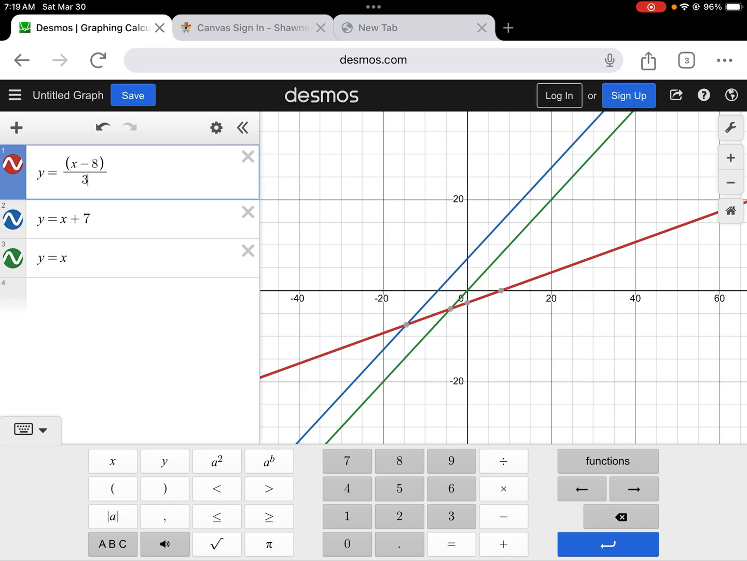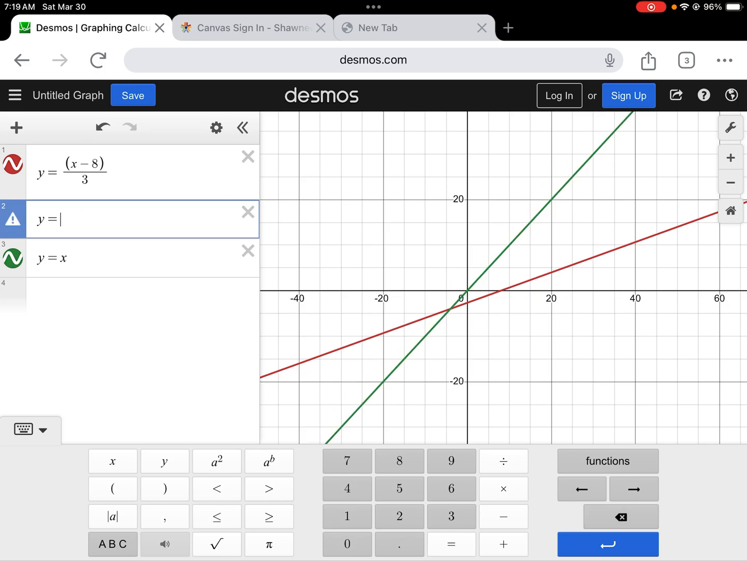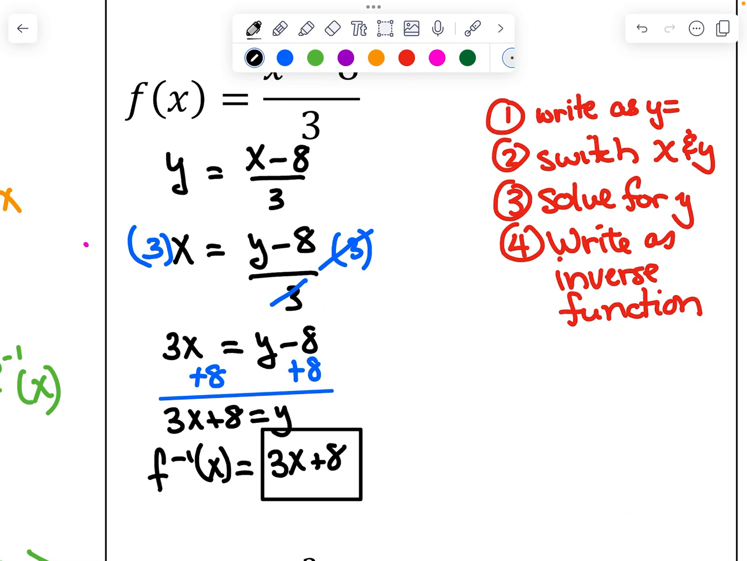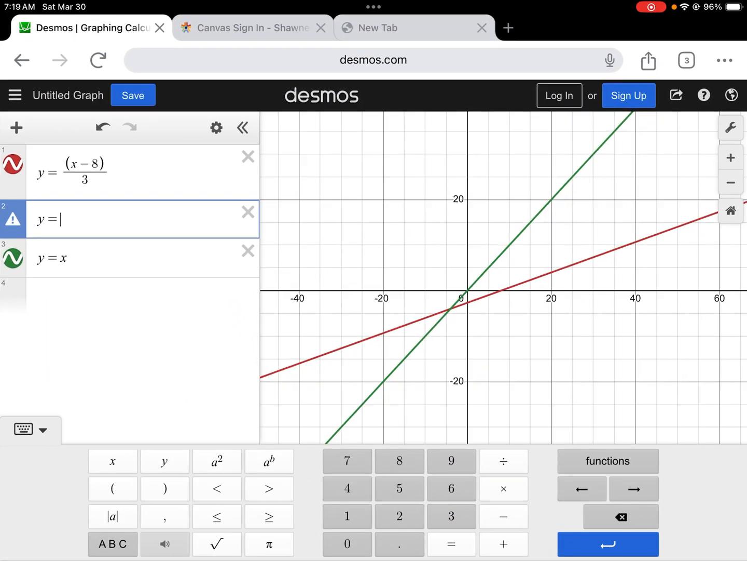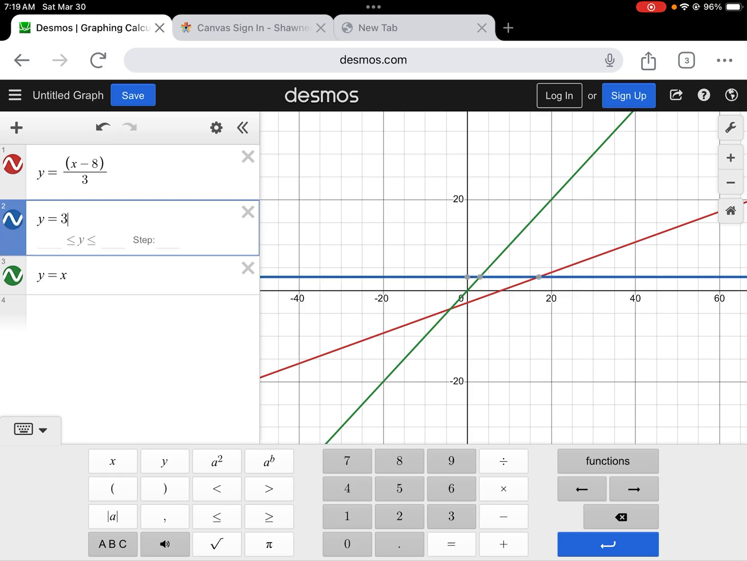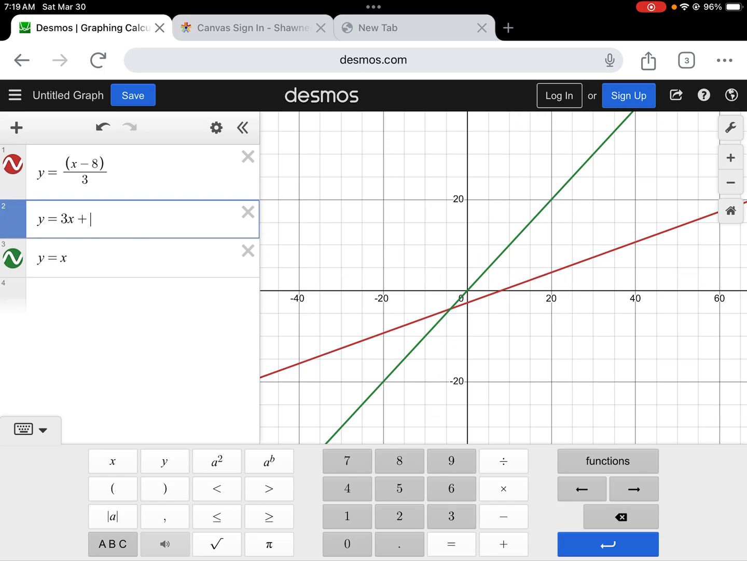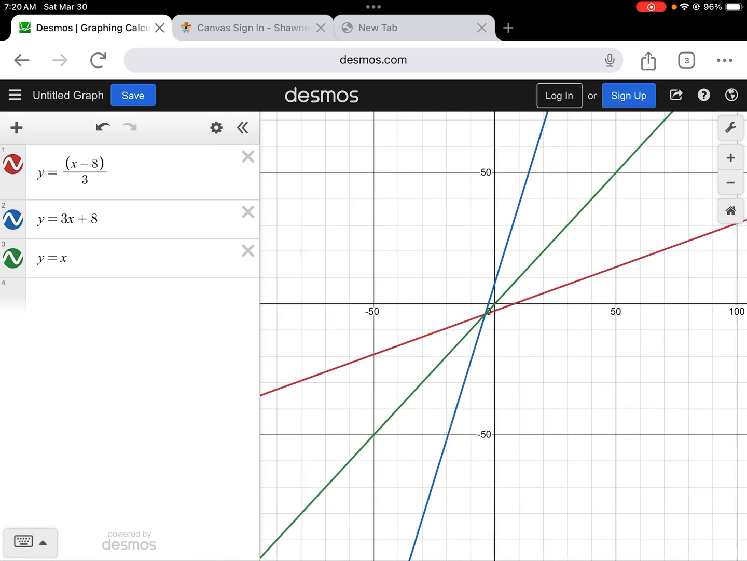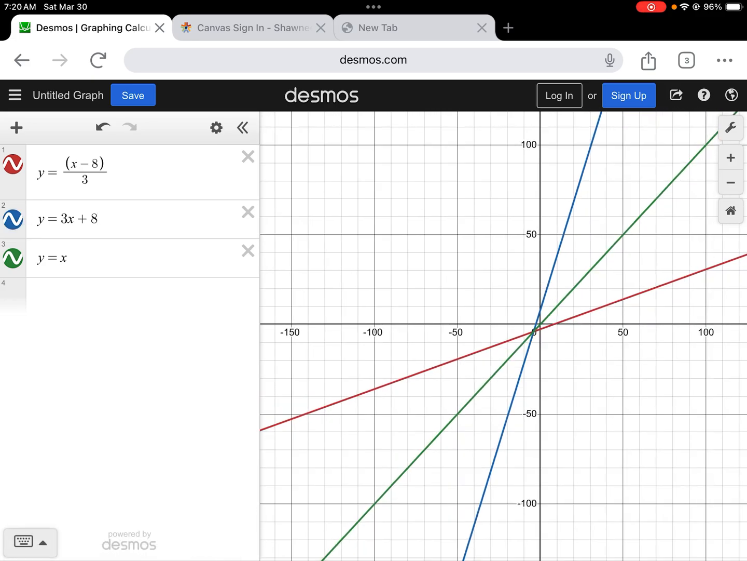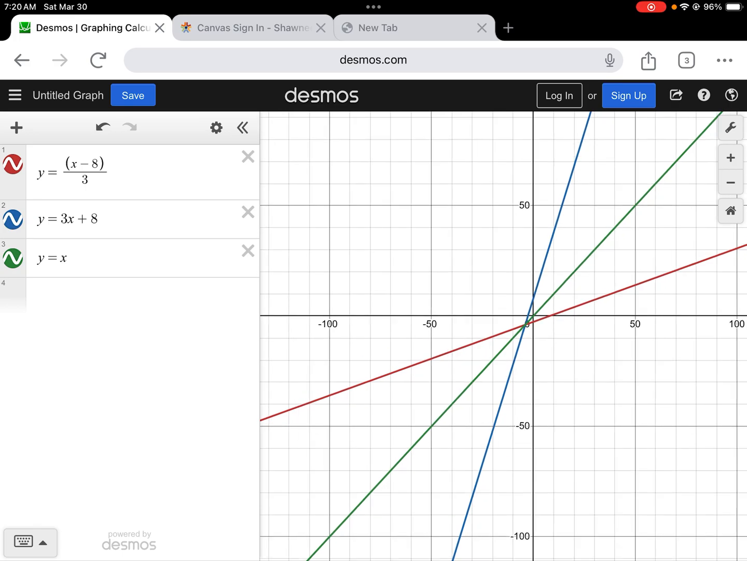So it would be that line, and my answer was, what was my answer? My inverse was 3x plus 8. So if I put in 3x plus 8, there it is. And it's folded on the green line, so it is the inverse. So if you folded the graph on the green line, the blue line would land on top of the red one.